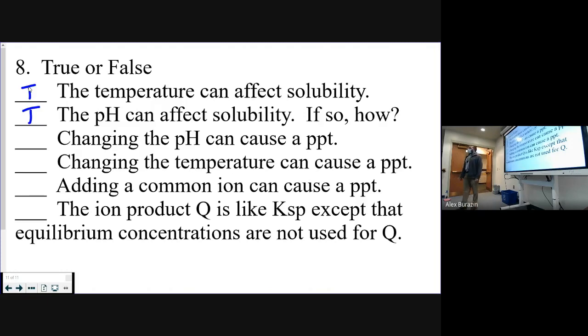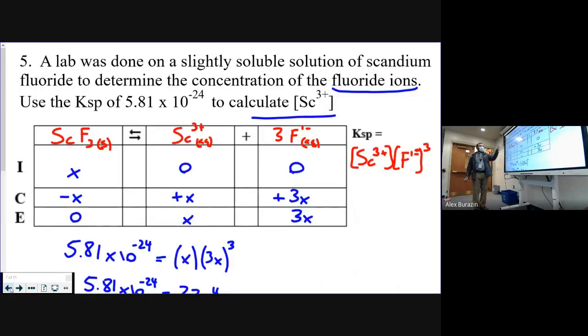Changing the pH can cause a precipitate. What's a precipitate? It's when a solid falls out of an aqueous solution, so to speak. It's like I have a nice colorless solution with stuff dissolved in there, and then I mix something else in there, or I mess with it somehow, and all of a sudden it starts forming a solid on the bottom of the solution. That's a precipitate. Okay? If I change the pH, do you think I could possibly mess with a reaction to produce a precipitate?